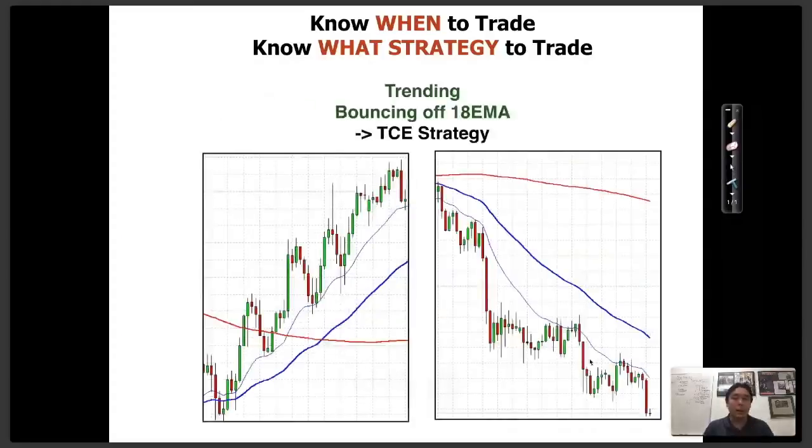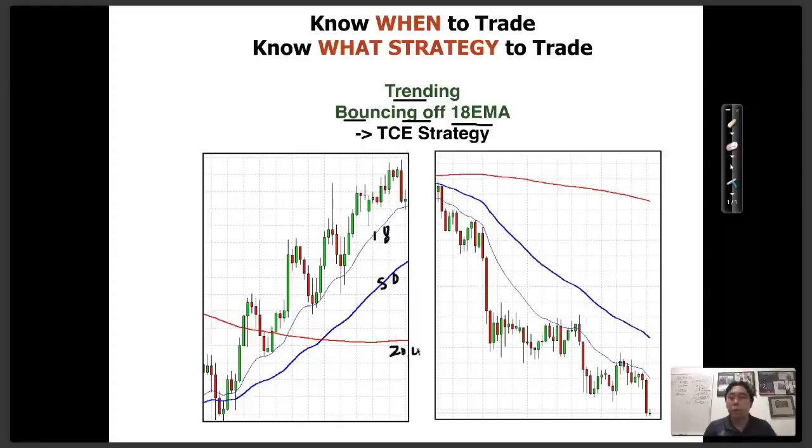Okay, next, the next pattern that you'll see is the currency pair is again trending strongly, but this time it's bouncing off the 18 EMA, which is this light blue line. Can you see the light blue line? The dark blue line is the 50, the light blue line is the 18. On my left, you can see a clear uptrend where the moving averages are in sequence: you've got the 18, you've got the 50, and then you've got the 200.